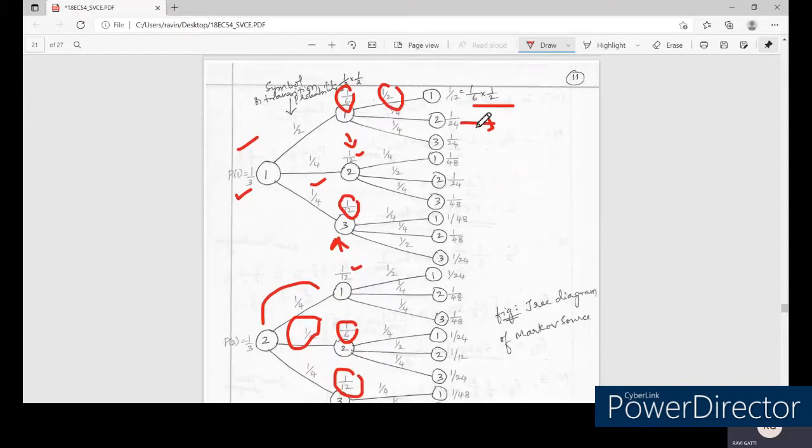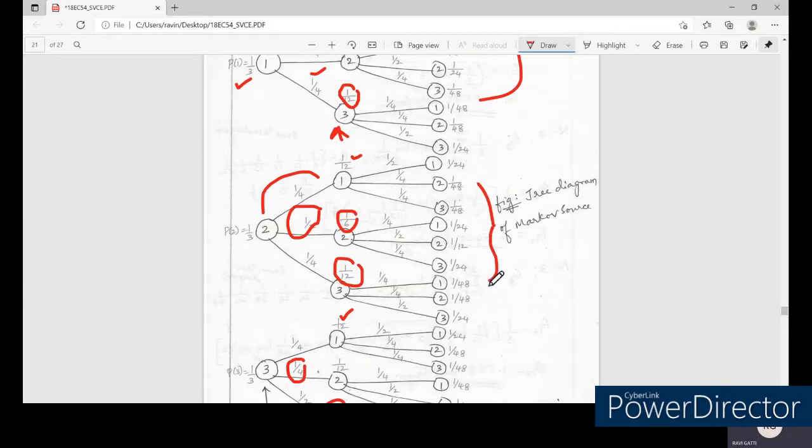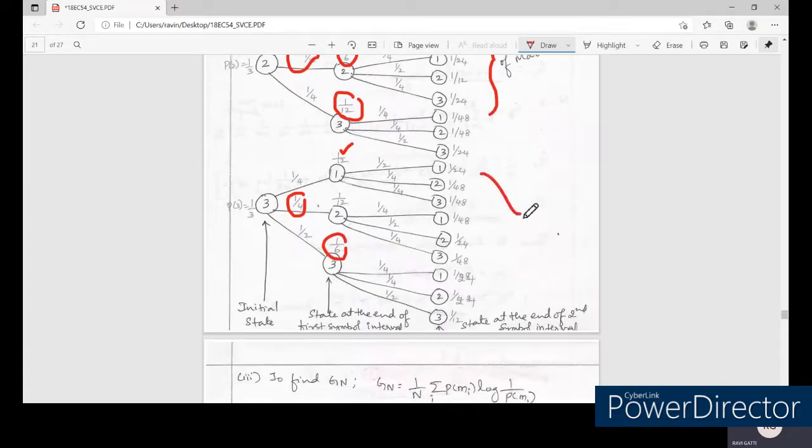Like this, you are going to calculate for all the emissions from the particular states, that is from state 1, similarly from state 2, and similarly from state 3. So these are the states at the end of the second interval.